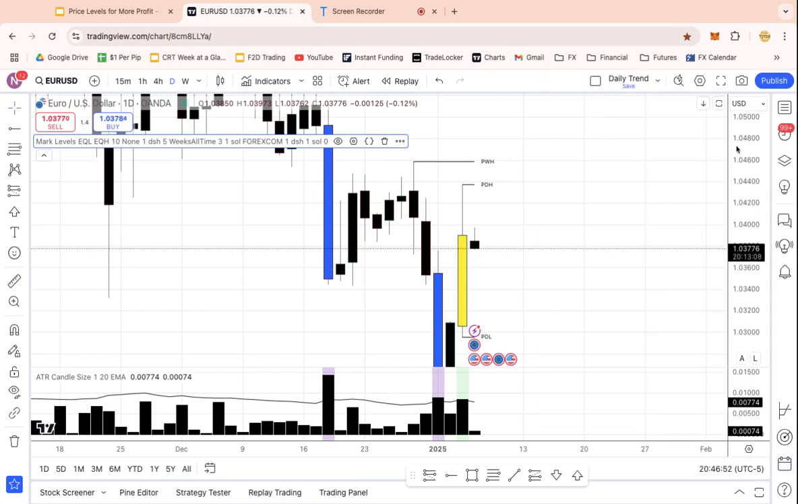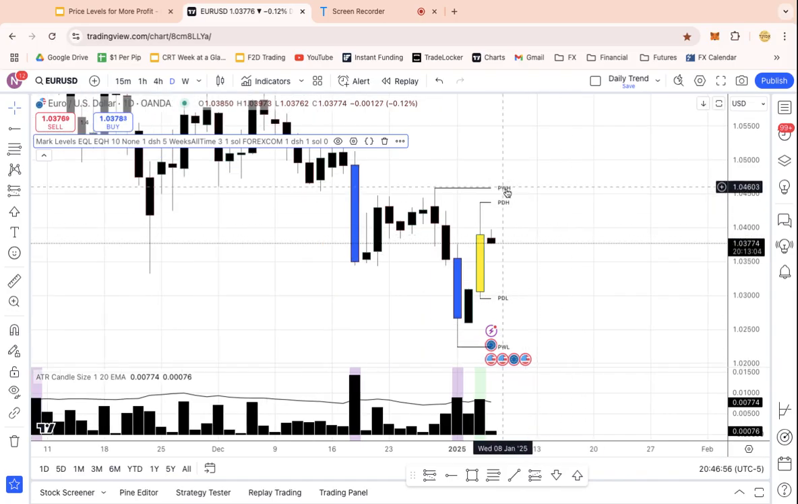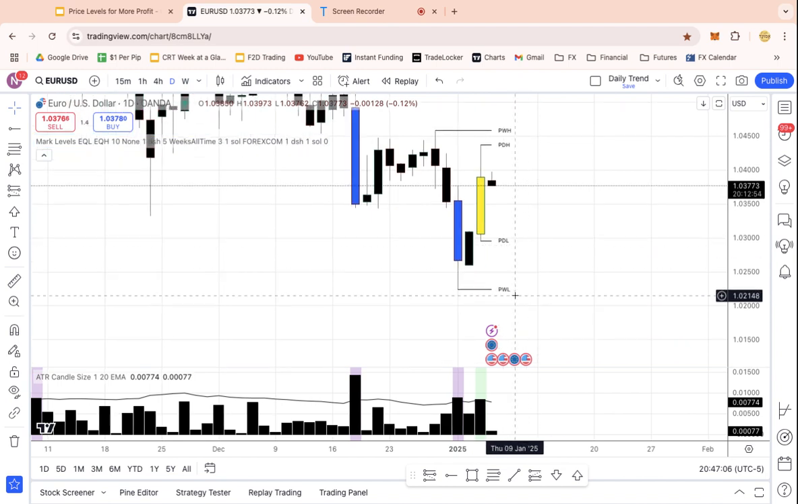So we click OK. And when you finish, you should have PWH, which stands for prior week high, PDH, which stands for prior day high, PDL, which stands for prior day low, and PWL, which stands for prior week low. These are going to be our key levels to look for ranges that we could take trades off of.